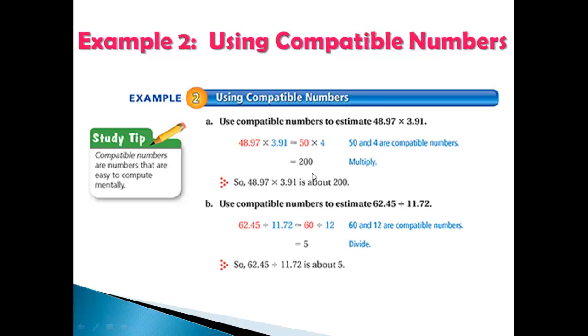For B, use compatible numbers to estimate 62 and 45/100 divided by 11 and 72/100. 62 and 45/100 could round to 60, and 11 and 72/100 could round to 12. We can use these two numbers because 12 and 60 are compatible, since we can divide them easily. And when we divide 60 by 12, we get 5.